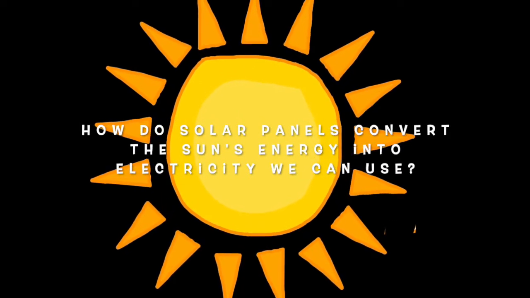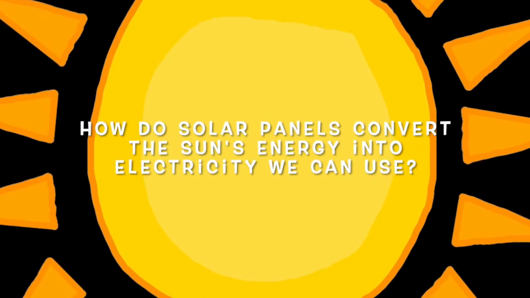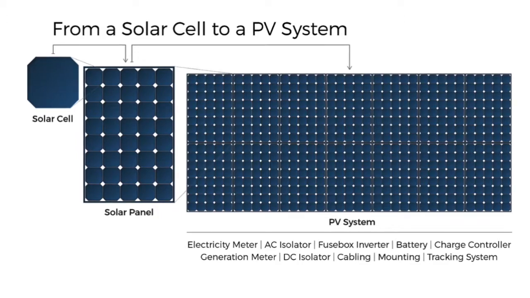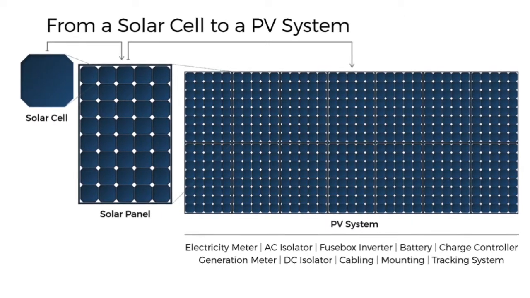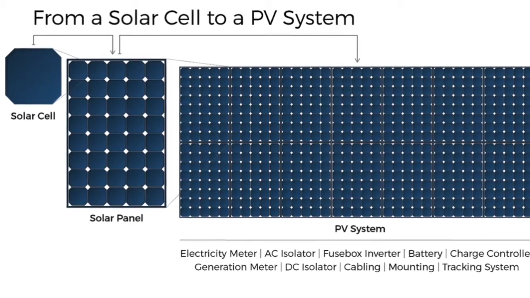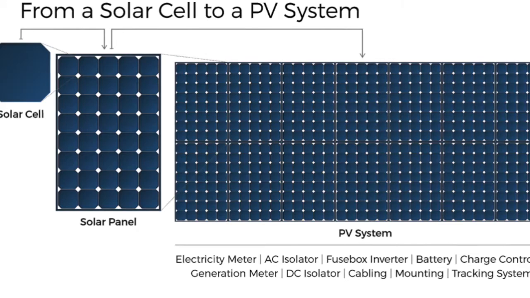So, how do solar panels convert the sun's energy into electricity we can use? Solar panels are actually made up of many smaller units called photovoltaic cells. Photovoltaic simply means they convert sunlight into electricity. These cells linked together make up a solar panel.